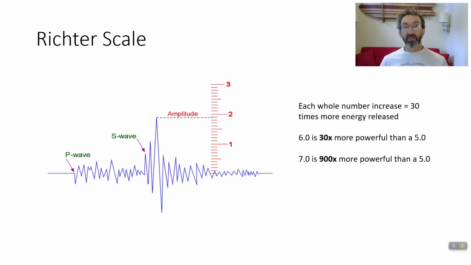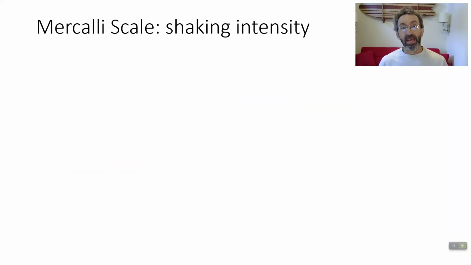So the Richter scale tells us something about the energy release, but when it comes to natural hazards, what we really care about is the amount of shaking. And so that leads us to the Mercalli scale. So the Mercalli scale tells us something about the shaking intensity. And in the slide presentations, I go into the Mercalli scale in a little bit more detail, but for now, just understand that the Mercalli scale tells us something about how much shaking there is.